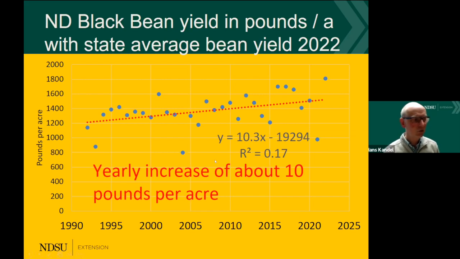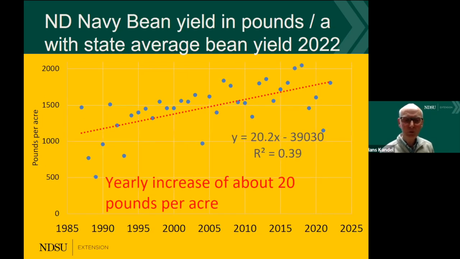Now, I want to point out that last year we had a number that was way below trend line. I put in another dot for this year. That here is based on the estimate of the Statistical Service without regard of the class. So it might be a little bit different for each class. So this is 10 pounds yield increase per year. For the navy bean, a similar situation. And you can see here that the navy has increased about 20 pounds per acre over that year.